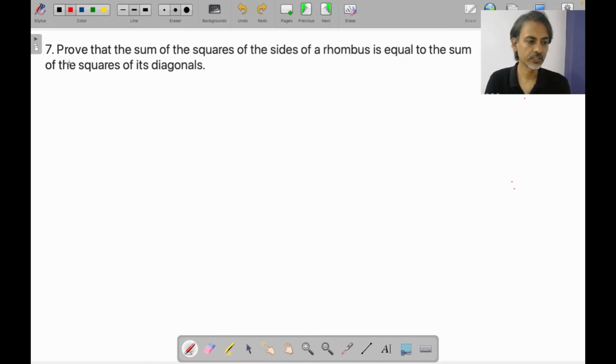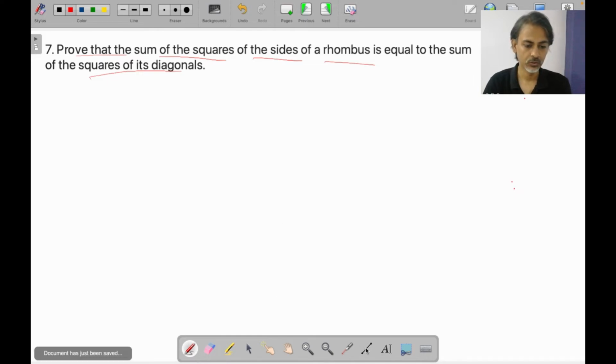What is given in this problem is: prove that the sum of the squares of the sides of a rhombus is equal to the sum of the squares of the diagonals. So first of all, we need to understand what a rhombus is. Once we understand the rhombus, we will understand that the sides will be of equal length. So let's first draw a rhombus and try to understand its properties.